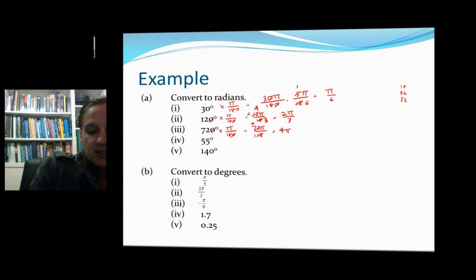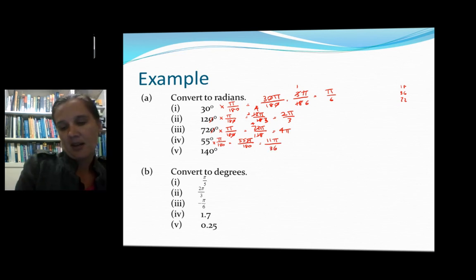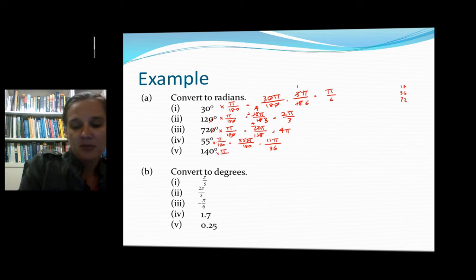A little bit more complicated with 55 degrees. We multiply by pi on 180, so we get 55 pi on 180. We can divide both of those by 5. Divided by 5, we get 11 pi, and 180 divided by 5 gives 36. And 11 and 36 we can't take any further. Our next one, 140 times pi on 180. Cancel our zeros out. We get 14 pi on 18. They both divide by 2, so we get 7 pi on 9.